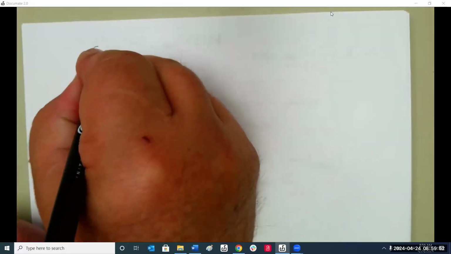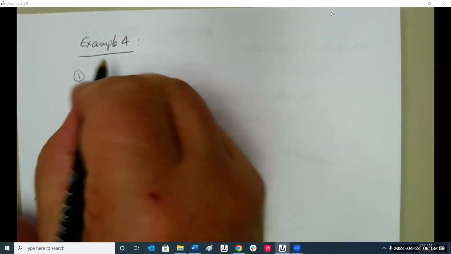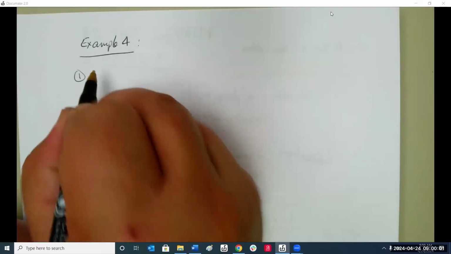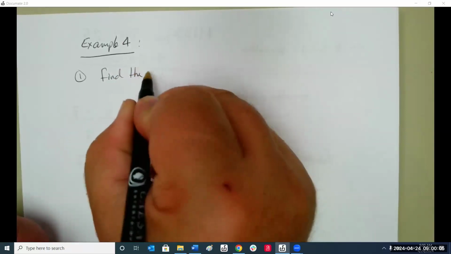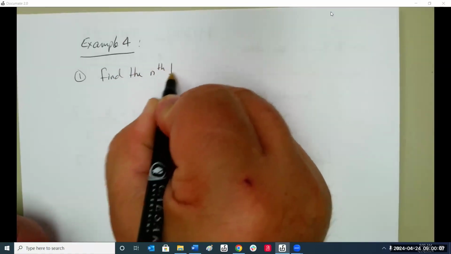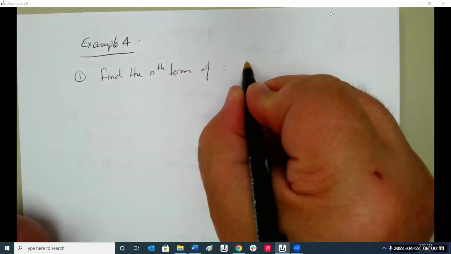All right, let's look at this example. Find the nth term of this sequence.